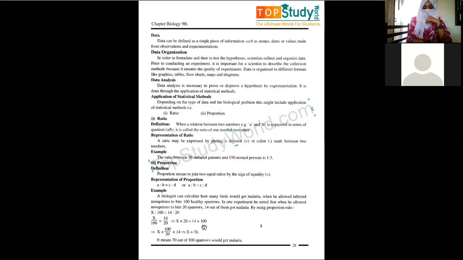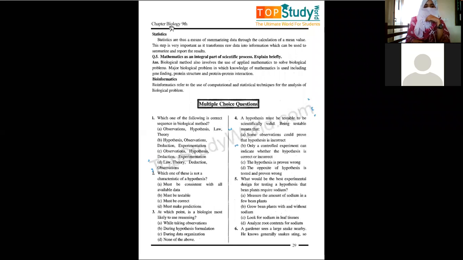20 will be moved there, then we will cancel it. 100 divided by 20 is 5, and 5 multiplied by 14 is equal to 70. Okay, it means 70 out of 100 sparrows would get malaria. So this is the mathematical representation of an experiment by using ratio and proportion. Here we have used these two statistical methods, ratio and proportion.